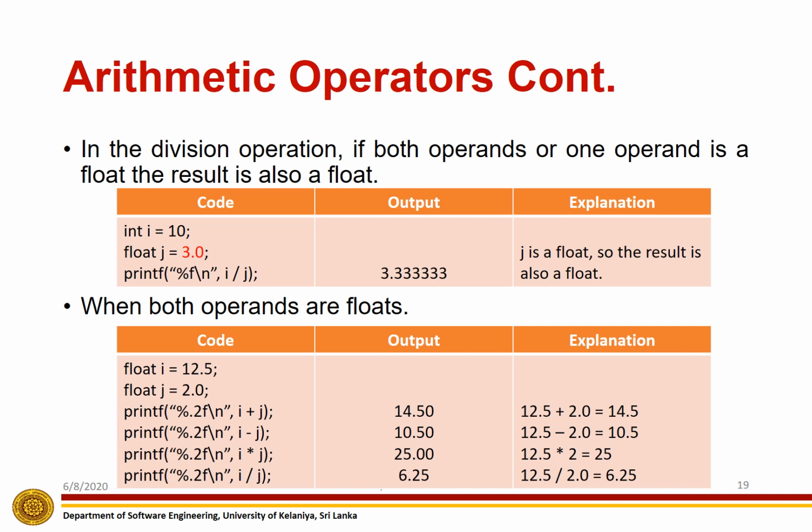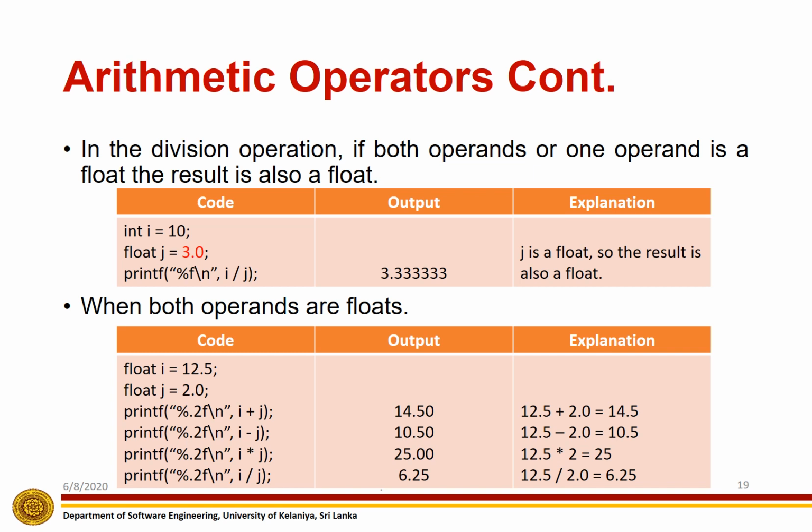Now in the second table you can see both variables i and j are float values. Float i equal 12.5 and float j equal 2.0. i plus j, 12.5 plus 2.0, equals 14.50, and i minus j equals 10.50. i multiplied by j equals 25.00. i divided by j equals 6.25. Here we got all the answers with 2 decimal places because I have given the format specifier as %.2f.